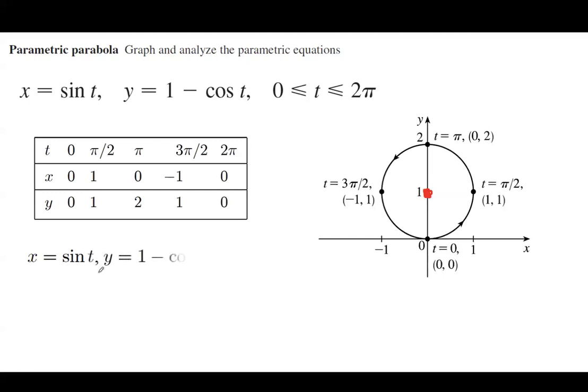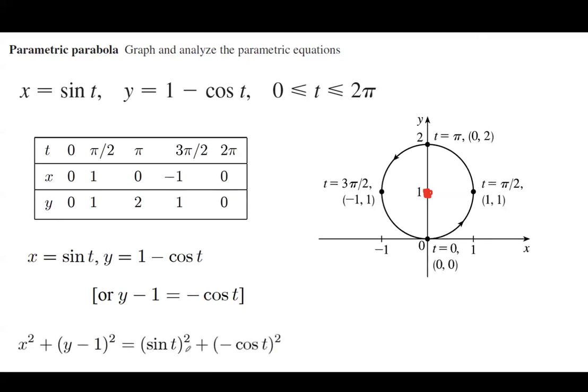When x is equal to sine of t and y is equal to 1 minus cosine t, if you bring 1 to the other side, y minus 1 becomes negative cosine t. So x squared plus (y minus 1) to the second power is sine squared plus cosine squared, which we all know is equal to 1. So here you have the equation of a circle centered at (0, 1), and the radius is equal to 1 as well.